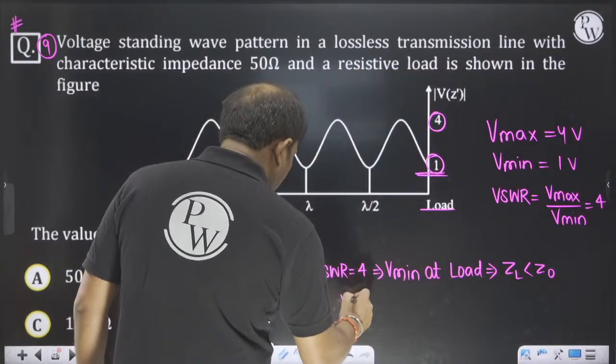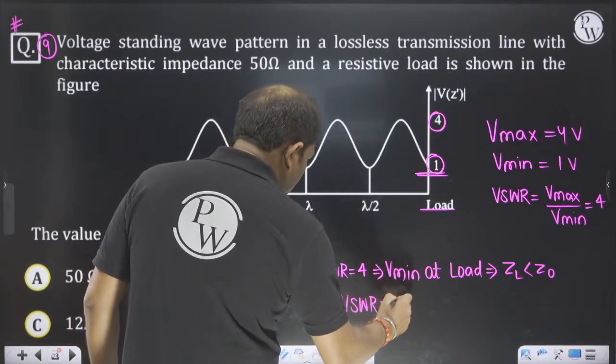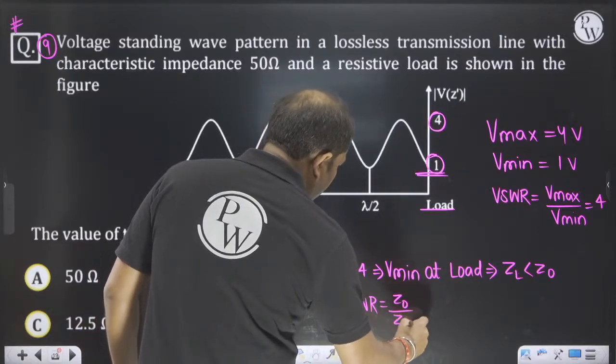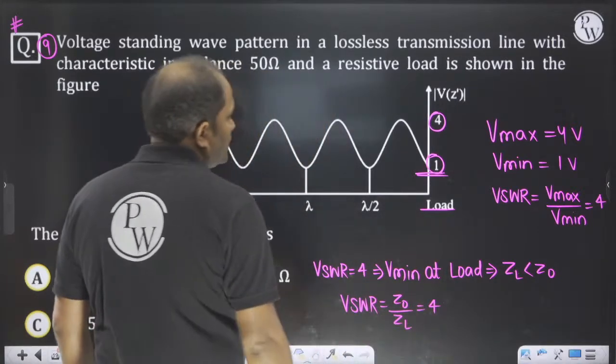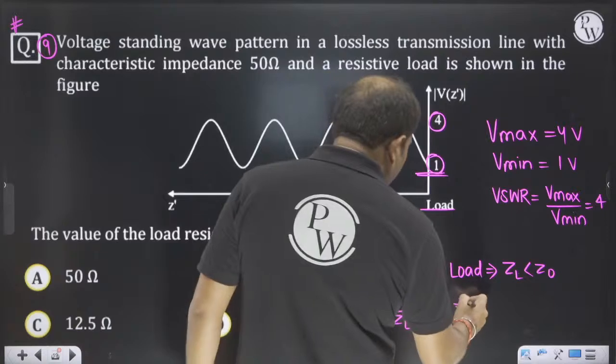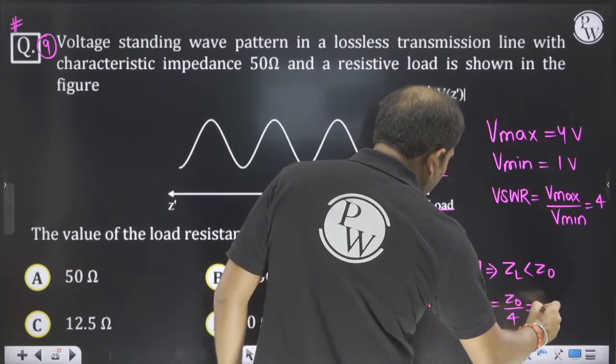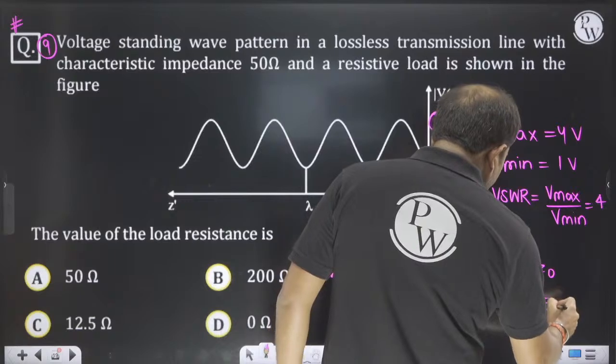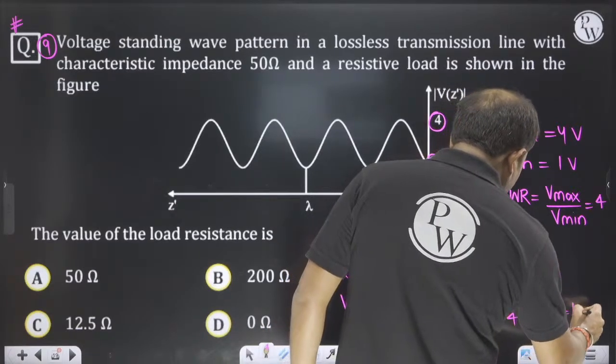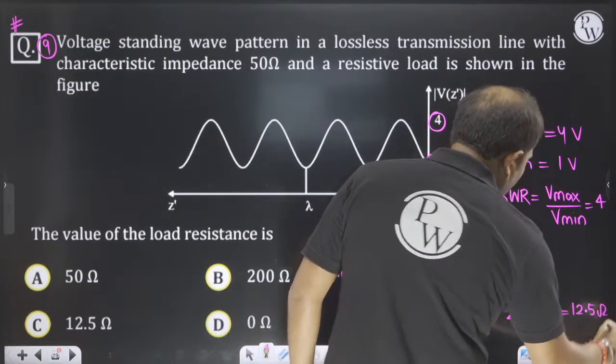That means VSWR is equal to Z0 upon ZL, the greater one upon the smaller one, which is equal to 4. So ZL is equal to Z0 upon 4. Z0 is 50. 50 divided by 4 is 12.5 ohm.